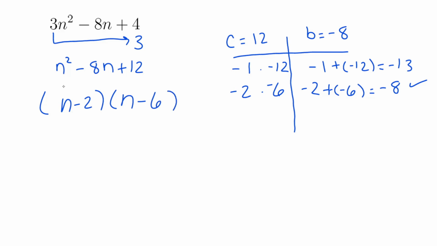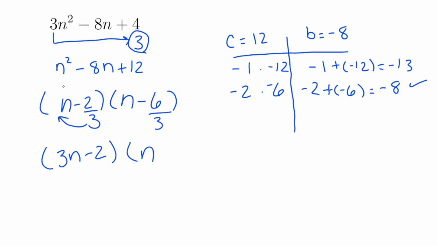Now what we need to do is divide by this number that we multiplied by in the beginning, so 3. We're going to divide this 2 by 3. We're going to divide this 6 by 3. And now, simplify your fraction if you can. If it will not simplify, you'll bring your denominator up in front of your variable. So we're going to have 3n minus 2 times, now 6 divided by 3 is going to give me 2, so n minus 2.